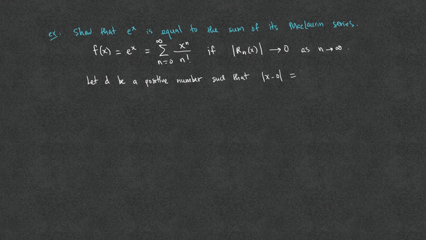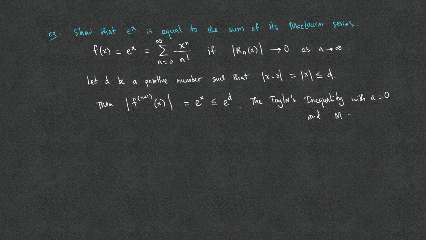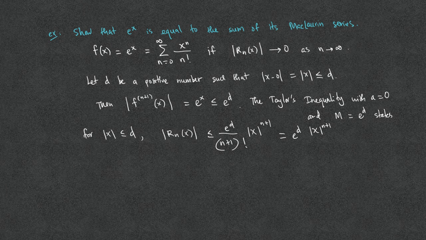We let d be a positive number so that the absolute value of x is less than or equal to d. Then the (n+1)th derivative is e^x, which is less than or equal to e^d. Taylor's inequality with a equal to 0 and M equal to e^d states that if the absolute value of x is less than or equal to d, then the remainder is less than or equal to M, which is e^d, over (n+1) factorial times the absolute value of x to the n+1.